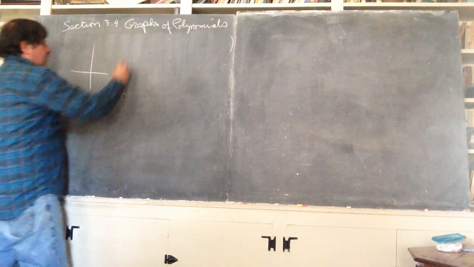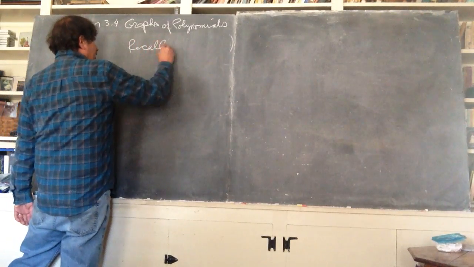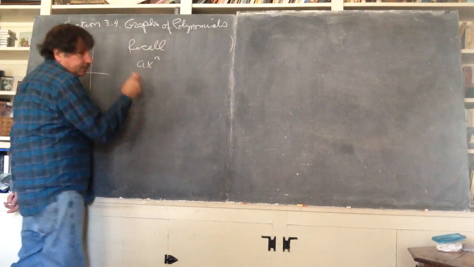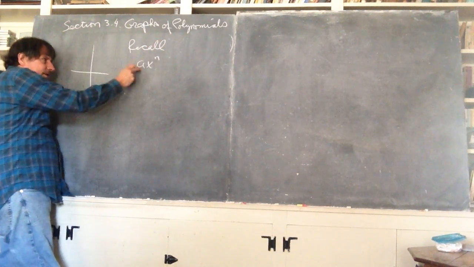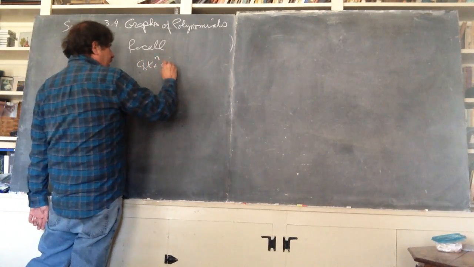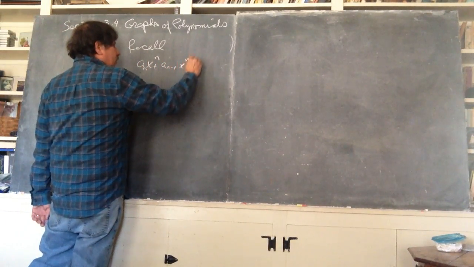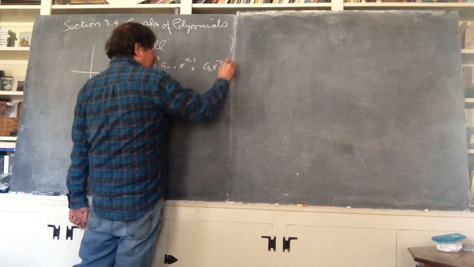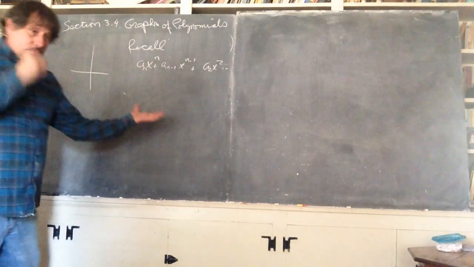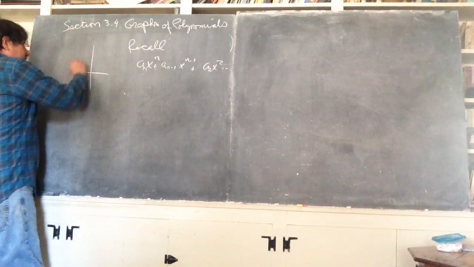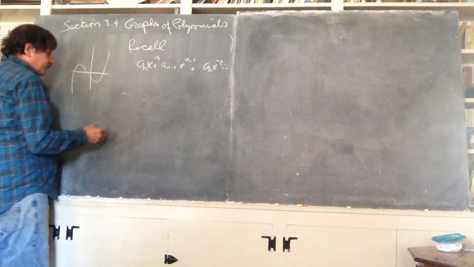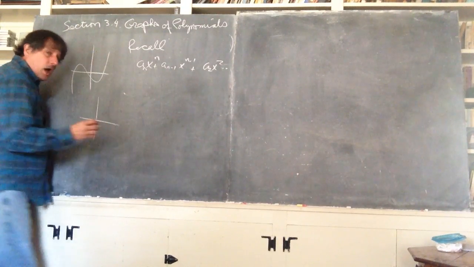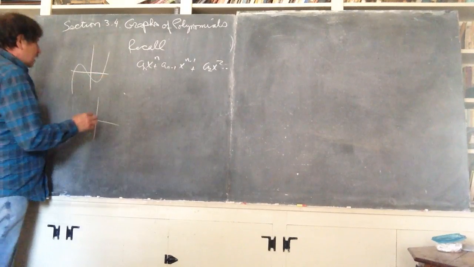Recall polynomial functions. Just recall. A polynomial function is a sub n x to the n, where n is the degree and a sub n is the leading coefficient, plus a sub n minus 1 x to the n minus 1, plus a sub 2 x squared, etc. That's a polynomial function, and they look like this. Whoa, there's bumps and ups and downs, max and mins.